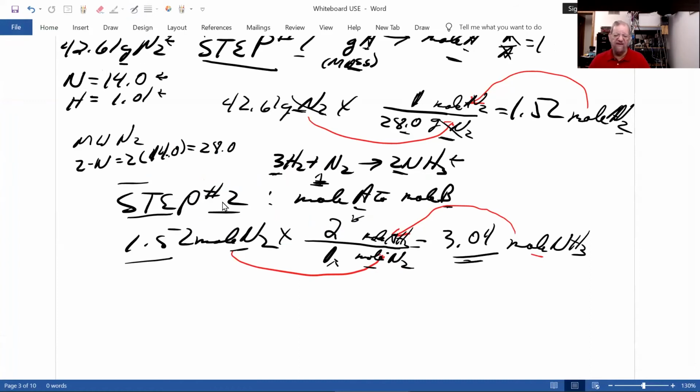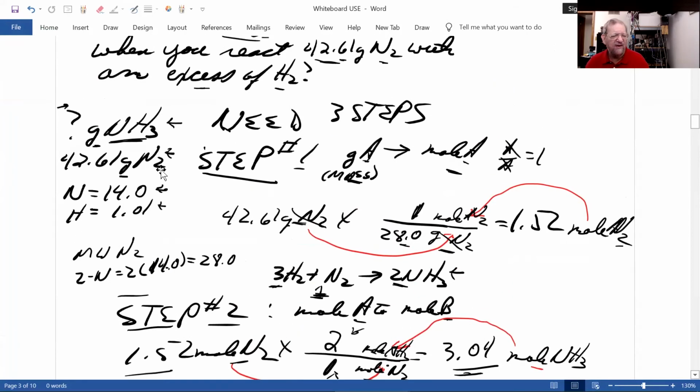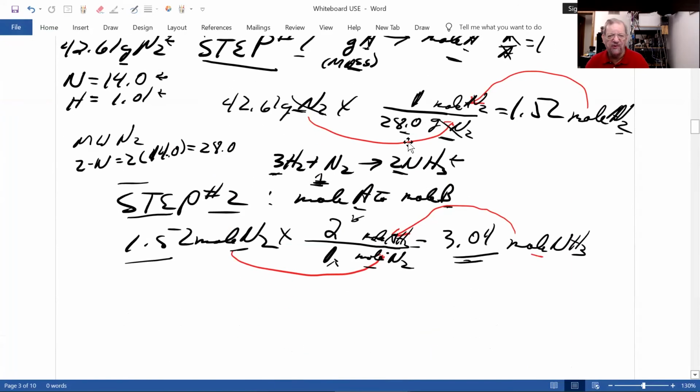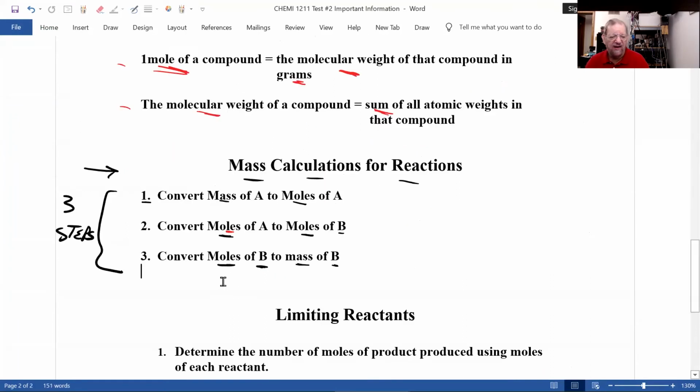Moles of ammonia. Am I done? No. Come up here. We're trying to get the grams of ammonia. So now we need step number 3. Convert moles of B to grams or mass. Whenever you see mass, think of grams. Grams of B.